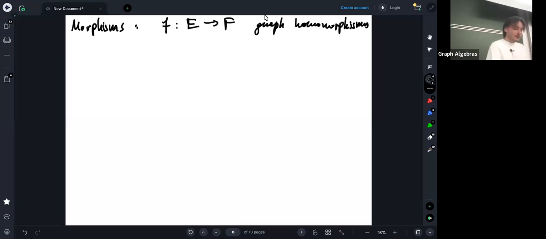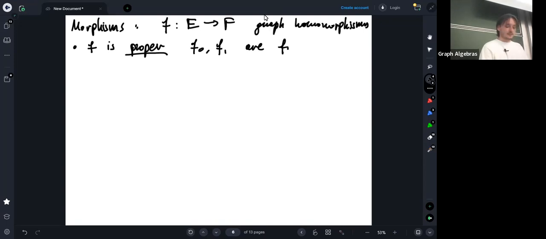Okay, and now I'll be adding some conditions. So the first condition for F to work, for anything that we do to work, is that F has to be proper. And F is proper if both F0 and F1 are finite to 1.